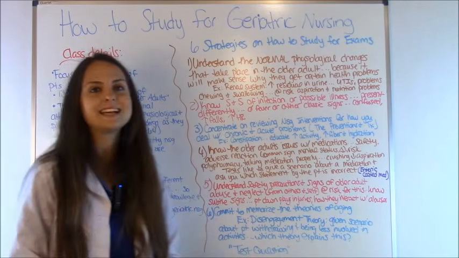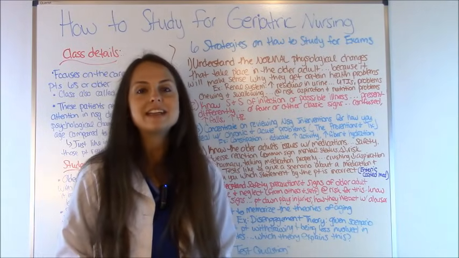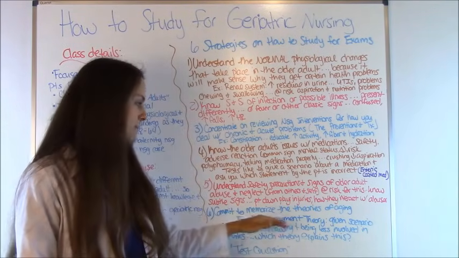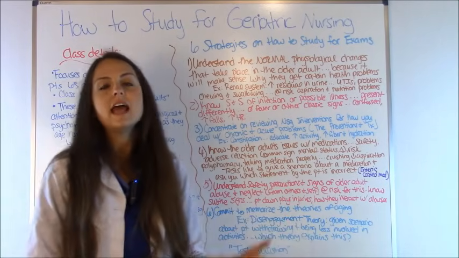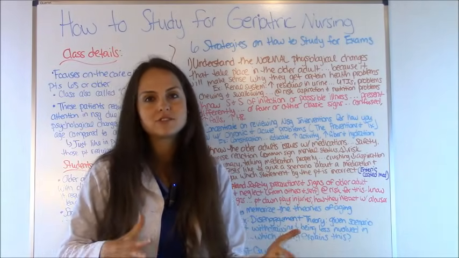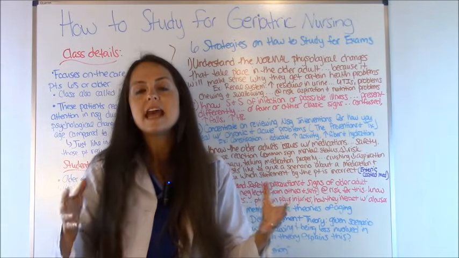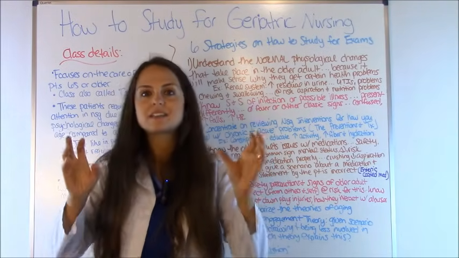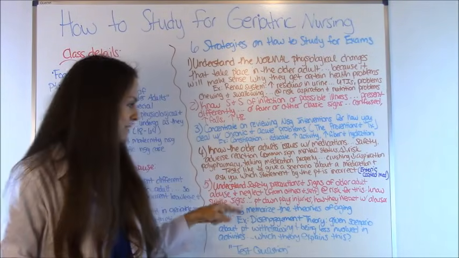And number 6, last but not least, commit those theories of aging to memory. The theories of aging, one of them is disengagement theory. A lot of lecture exams, your professors like to throw out those different aging theories and give you a scenario and ask you which of those theories it is. I've noticed that that's really common test questions.